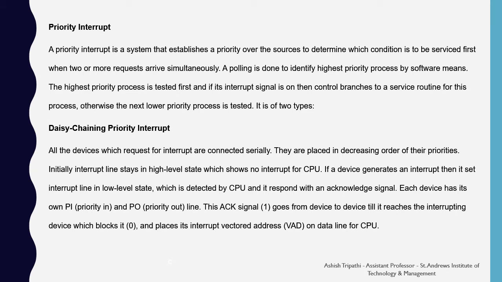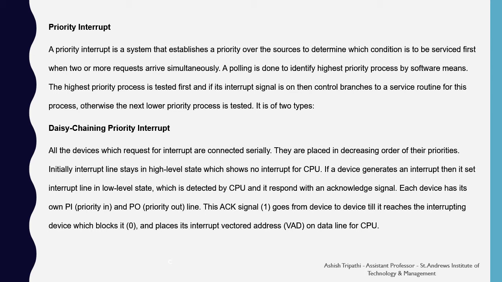One is the daisy chain priority interrupt. In this, all the devices which request for interrupt are connected serially. They are placed in decreasing order of their priorities. Initially, interrupt line stays in high level state, which shows no interrupt for the CPU. If a device generates an interrupt, then it sets interrupt line in low level state, which is detected by the CPU, and it responds with an acknowledged signal.